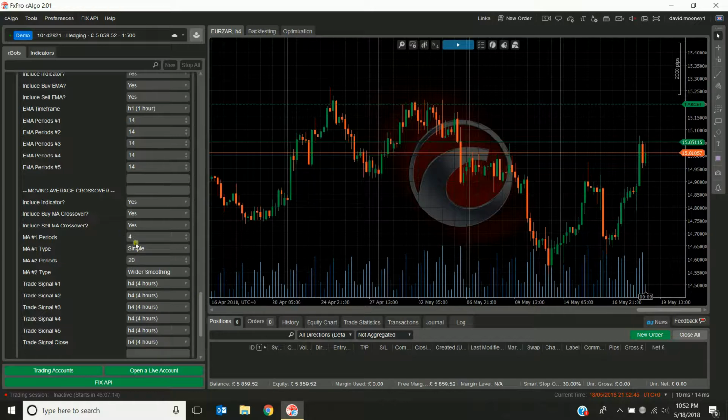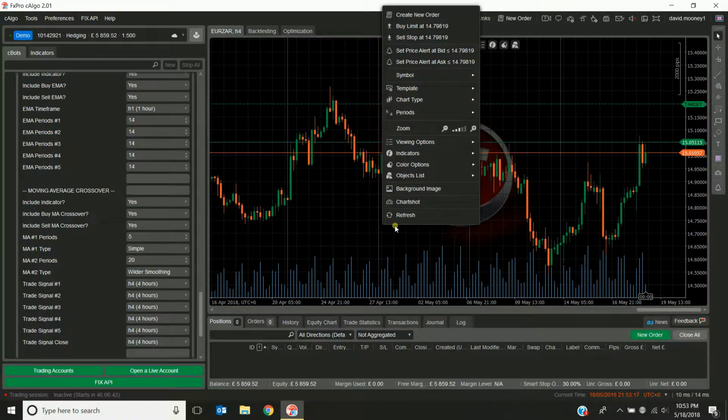So for MA type 1, I'm just going to stick with simple on that one. I'll stick with a 5 in there at the moment, and for the MA type 2 I've actually already pre-selected one of these. Again, just open up and select whichever one. I've gone for Wilder Smoothing in this case, and that's set to a value of 20 at the moment. So let's add those two onto the chart here, my Euro-ZAR 4-hour chart.